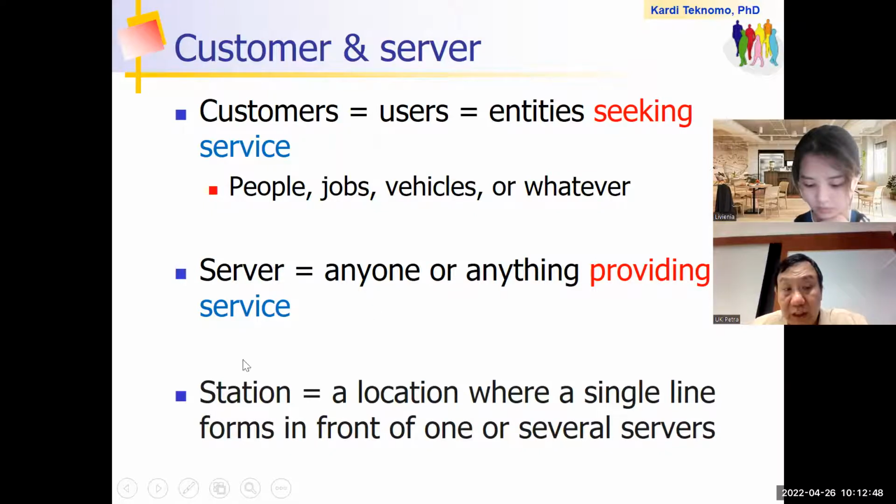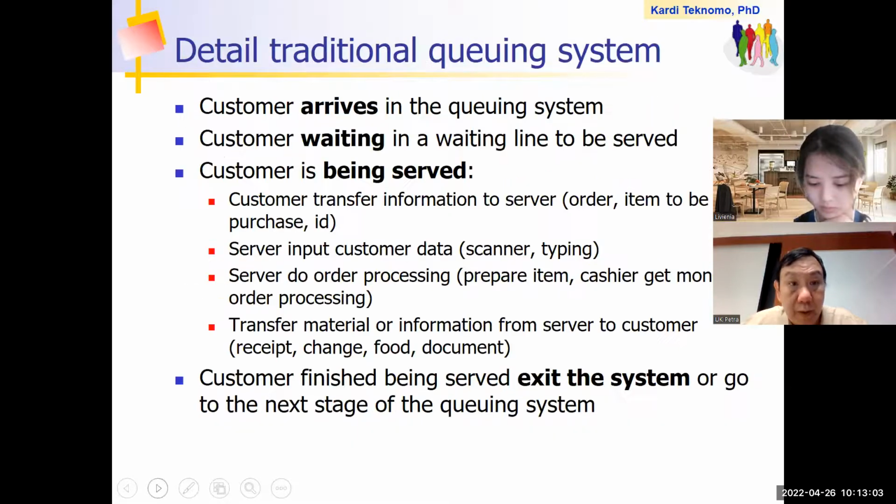Of course, inside the server, if this is a physical server, usually we have what is called a station. A station is just a location where the single line will form in front of one or several servers. Look at the traditional queuing system. The customer will arrive in the queuing system and then wait in the waiting line to be served. After that the customer will be served.